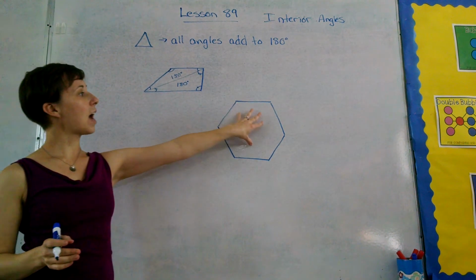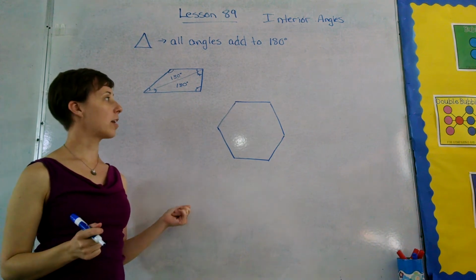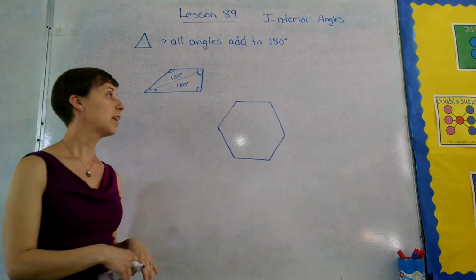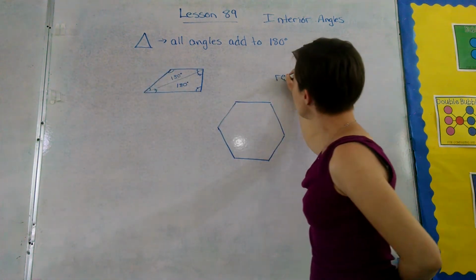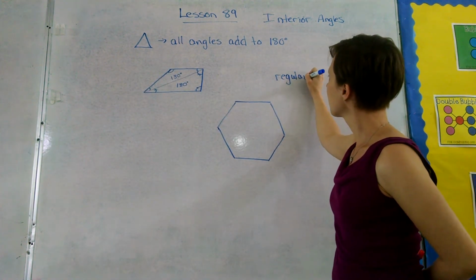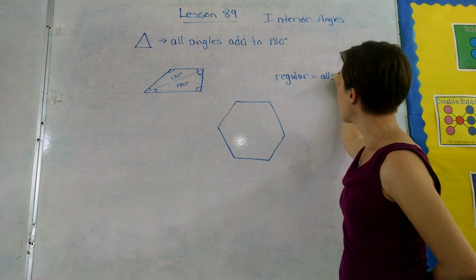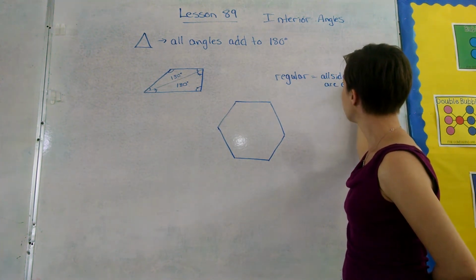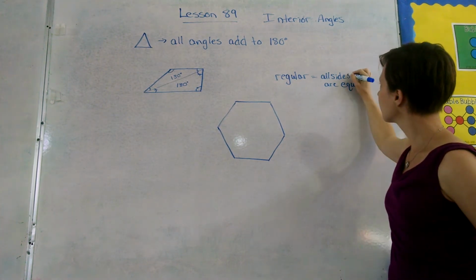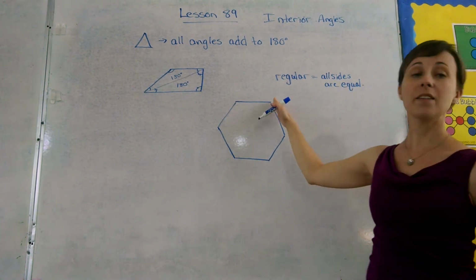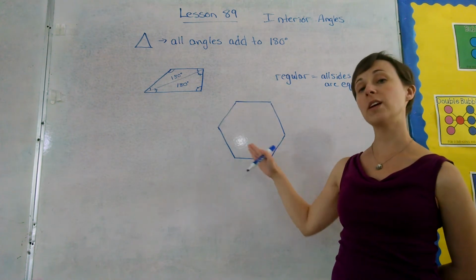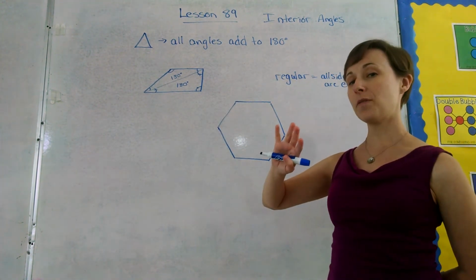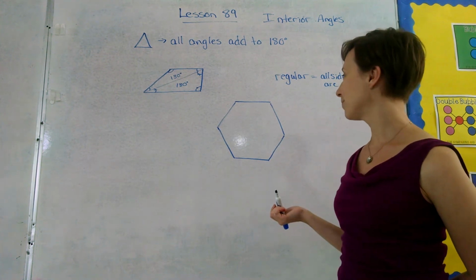Let's use this to help us with a regular hexagon. Do your best on your paper, please, to draw a regular hexagon. If something is regular, that means that all sides are equal. It turns out that if all sides are equal, all angles are equal also. My hexagon is not perfectly drawn, so I hope that yours is better than mine.